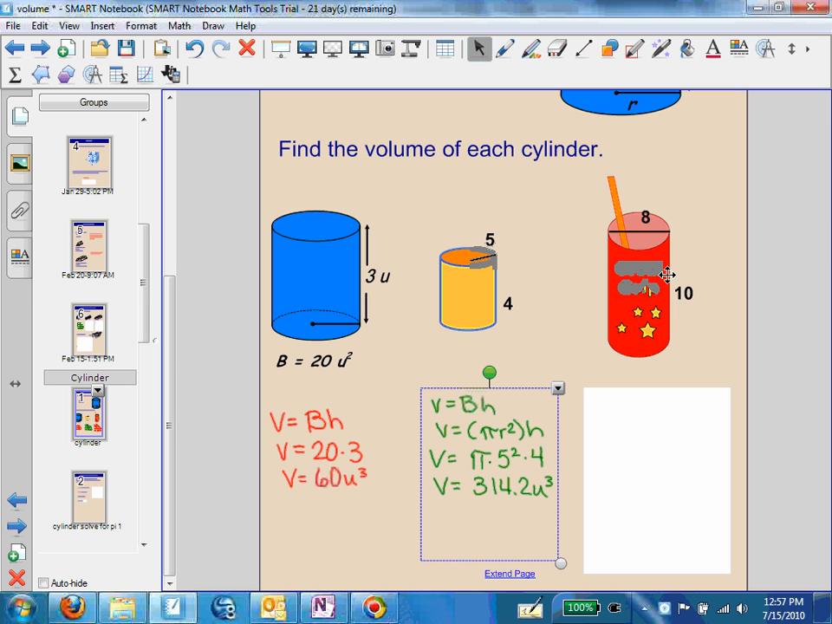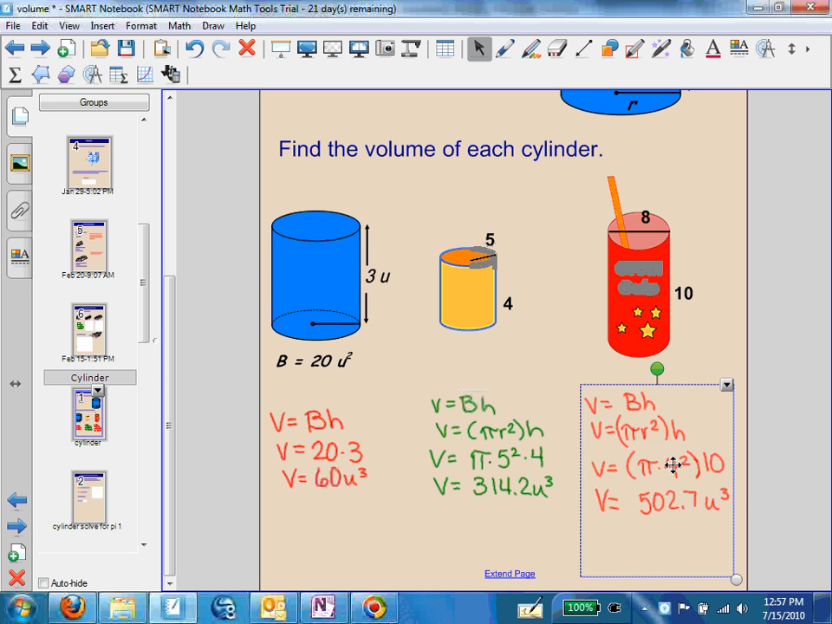In this picture, the diameter is 8, which means our radius is 4. So all we have to do is plug in 4 in the place of radius and 10 in the place of height. So 4 in the place of radius, 10 in the place of height. Plug it into your calculator. You don't have to use those parentheses. And you get 502.7 units cubed rounded to the nearest tenths.